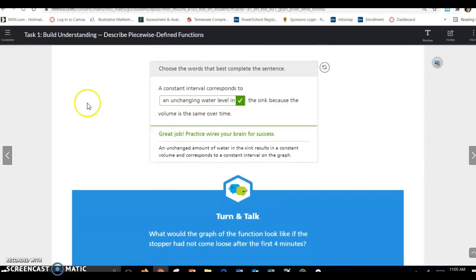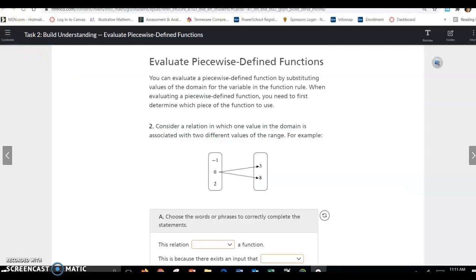That's all for task 1. If you have any questions, please let me know. We're going to continue on lesson 8.1. This is task 2. Evaluate piecewise defined functions.